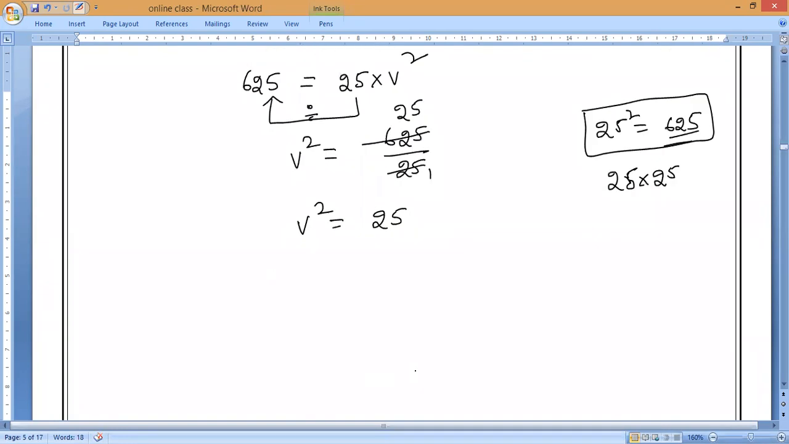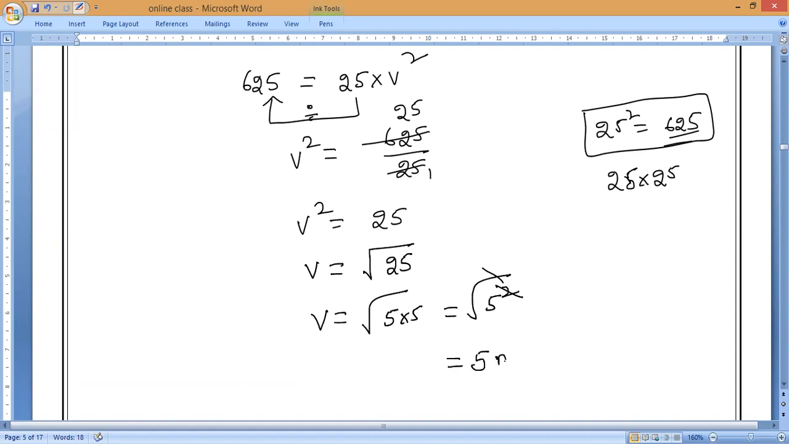Now the square will come this side. What will it become, guys? It will become root. So now I can say v is equal to root 25, which I can write as 5 into 5 equals 5 square. So square and root will get cancelled, which is equal to 5. What is the unit of velocity? Unit of velocity, meter per second. So that is the answer. So please solve it, everyone.